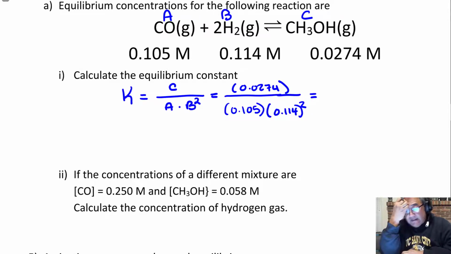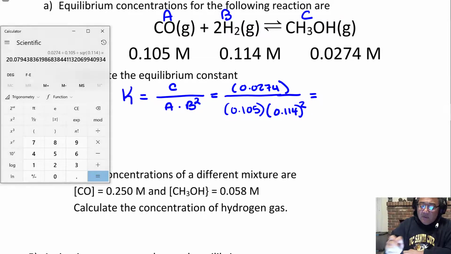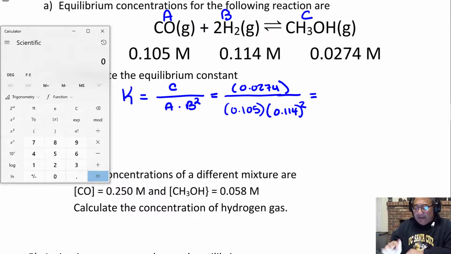Now this calculation will sometimes give people problems. So I actually did it once already, but I'll go ahead and do it again. I'd like to show it on the calculator just so people don't get too confused. 0.0274 divided by 0.105, and then divided by 0.114, and then I'm going to use the square button, and then I'll hit equals.